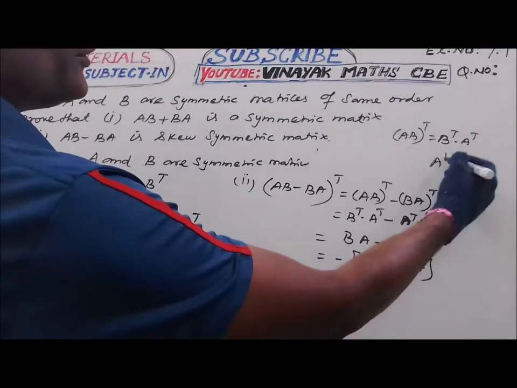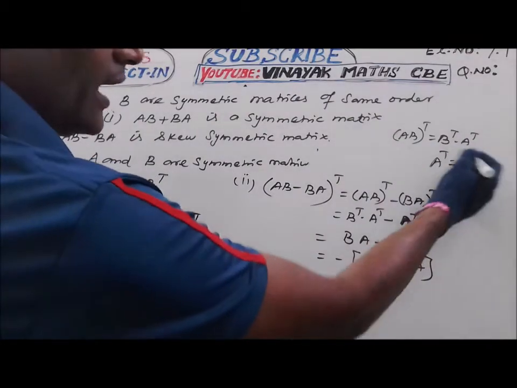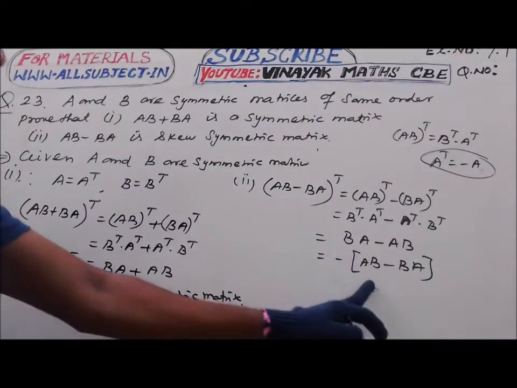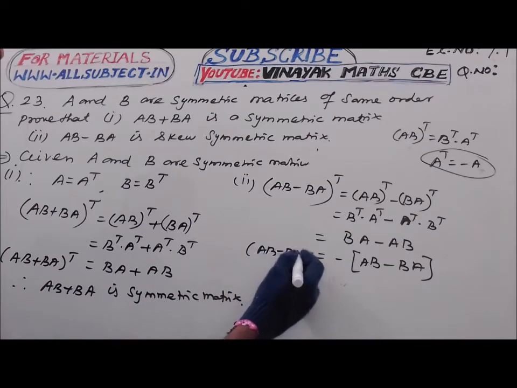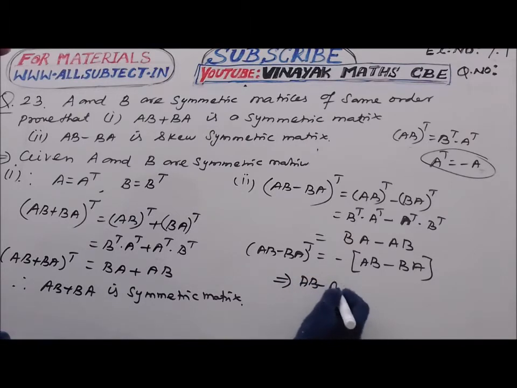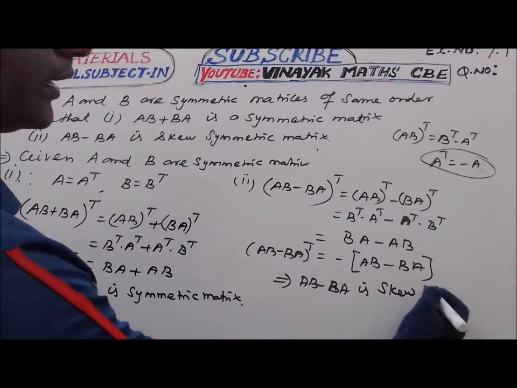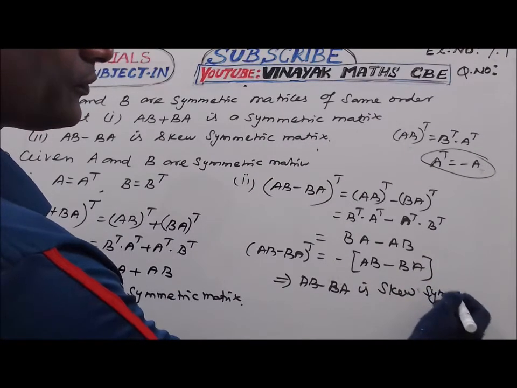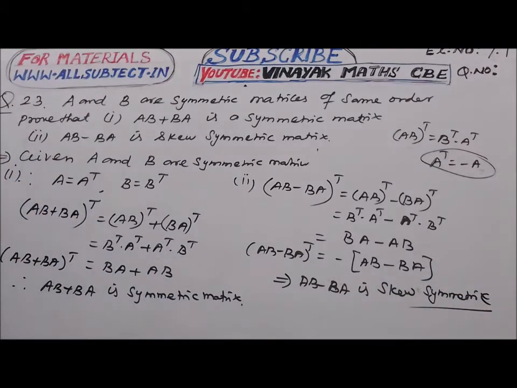If A transpose is equal to minus A, this implies A is skew symmetric. Here (AB minus BA) whole transpose is equal to minus of (AB minus BA), which implies the AB minus BA matrix is skew symmetric. We have proved it is a skew symmetric matrix.